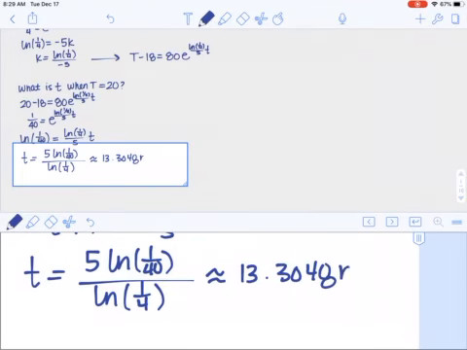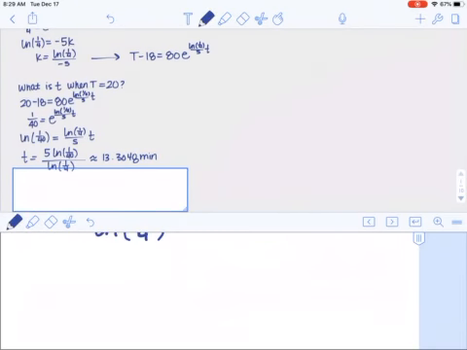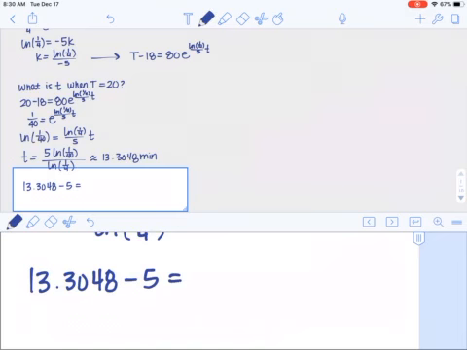13.3048 minutes. Okay, but be careful, this is a how much longer question, right? It had already taken 5 minutes to get down, so how much longer will it take? Well, it'll take the 13.3048 minutes minus the 5, and so it will take 8.3048 minutes.